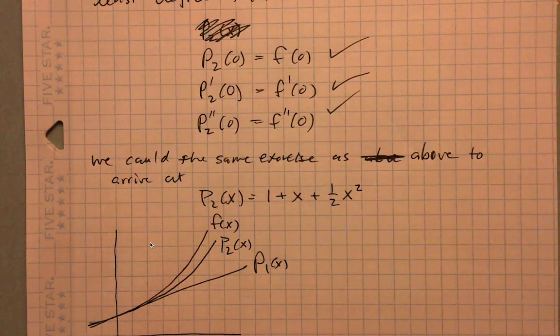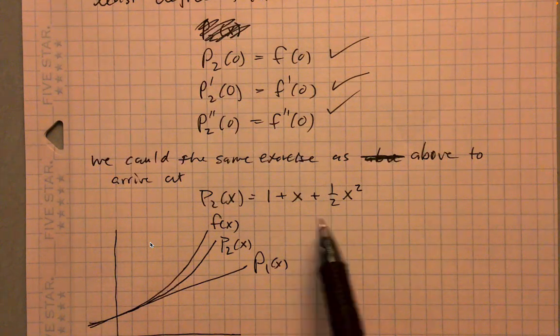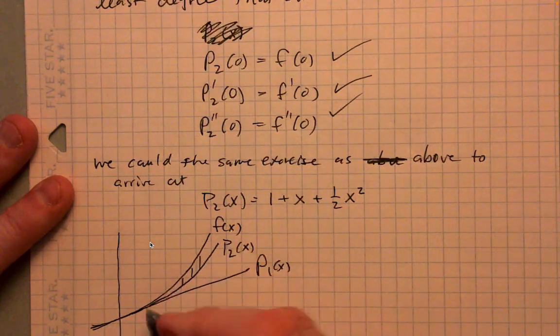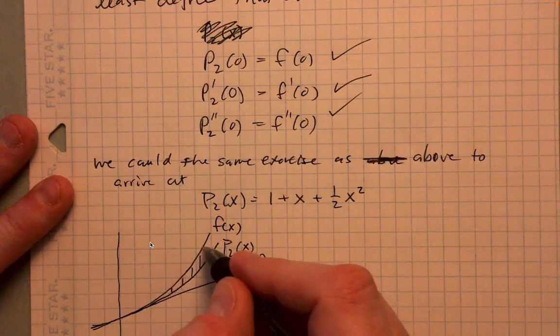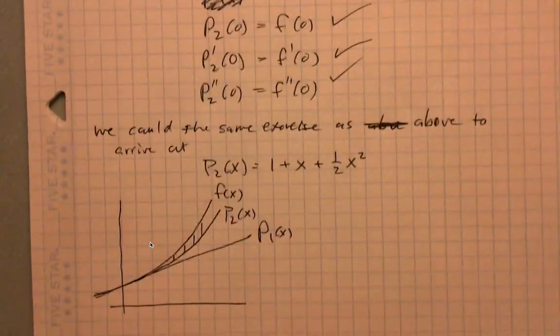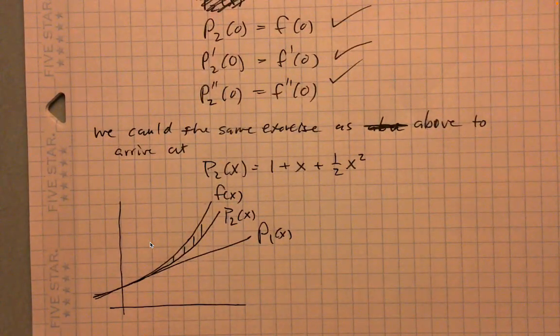So P2 is going to have some curvature. It's a quadratic, right? You can see it's 1 plus x plus 1/2 x squared. The lead coefficient is 1/2, so it's concave up. And so this gap will be much less than the gap between f and P1. So P2 is a better approximation of f.